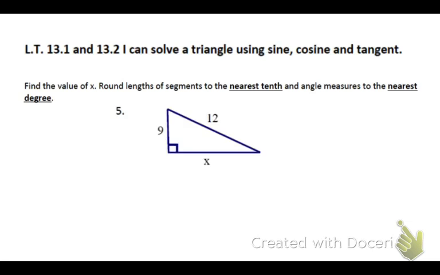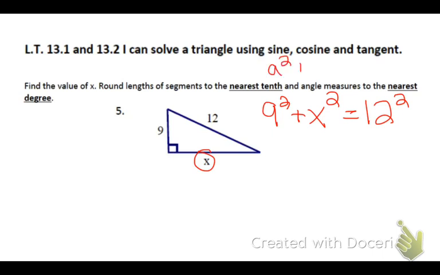All right, this one, we want to find x. We don't really have angle measures, so we just have a side length here. So what we can do is the Pythagorean theorem. So we have 9 squared plus x squared equals 12 squared. So the two legs, you square those and add them, and that equals the hypotenuse squared. We know the Pythagorean theorem, hopefully. A squared plus b squared equals c squared. I'll just write that.